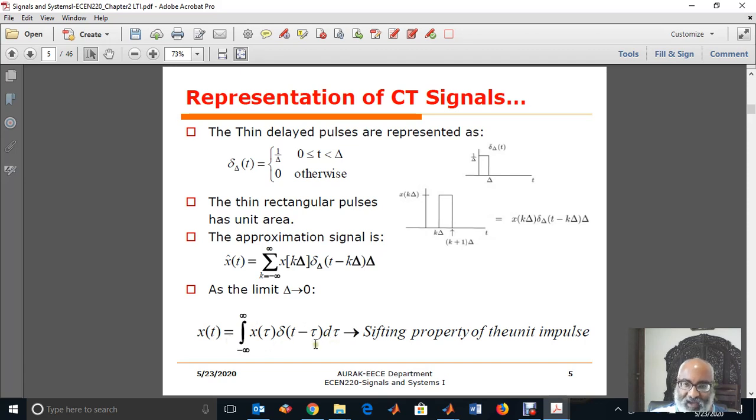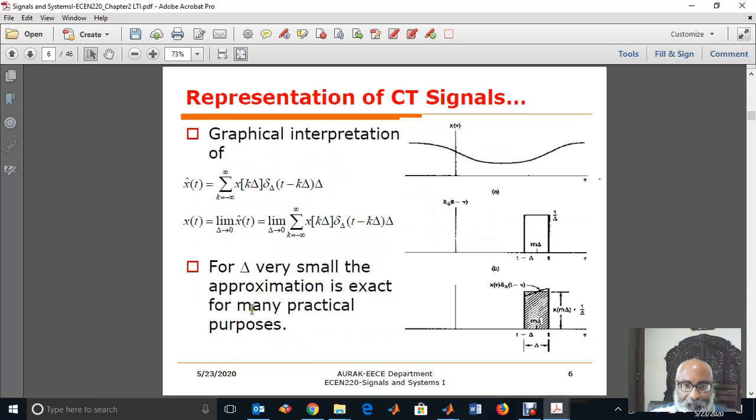We are now on the tau axis, integrating with the variable of integration tau. That's why we have d tau, and we have delta of t minus tau, which is defined at t equal to tau. This property we call the shifting property of the unit impulse. So the input signal is the integral of x of tau times delta of t minus tau d tau. We represented the input signal as a function of the impulse function.